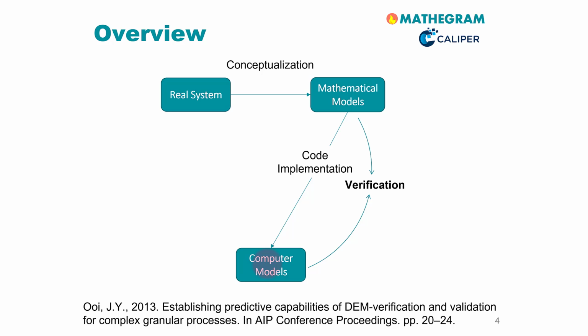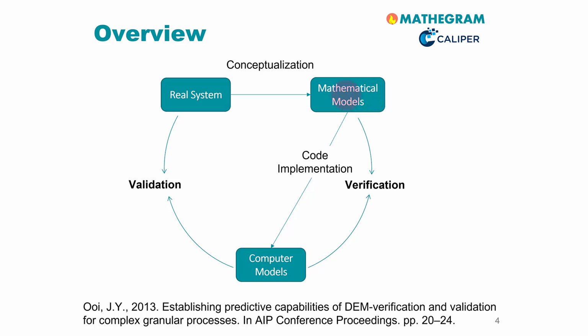If we're now talking about verification, our goal is to check whether this code implementation was successful or not. Of course, we can only do this by making a comparison between the computer model prediction and a precise, absolutely precise solution of the mathematical model. Such a solution can be, for example, an analytical solution of the mathematical model in a limiting case. For example, if we only consider two particles colliding.